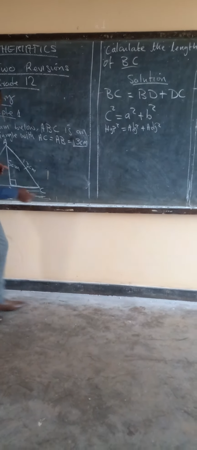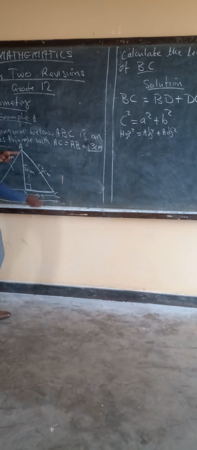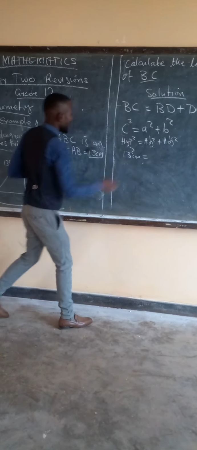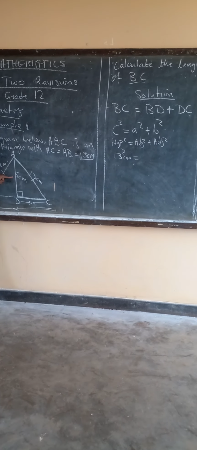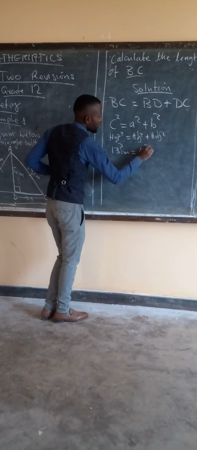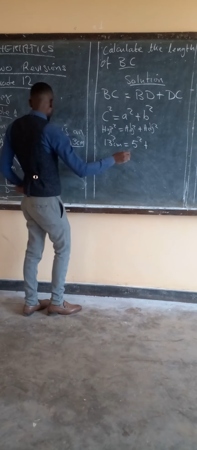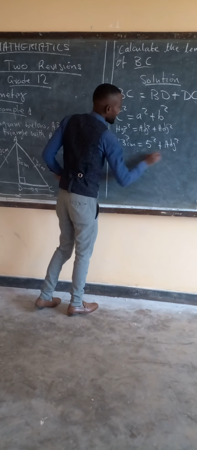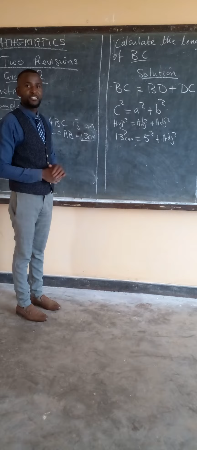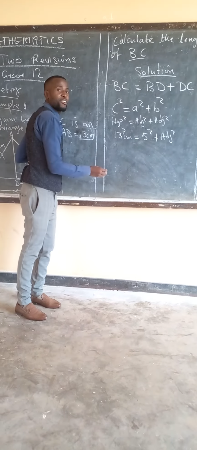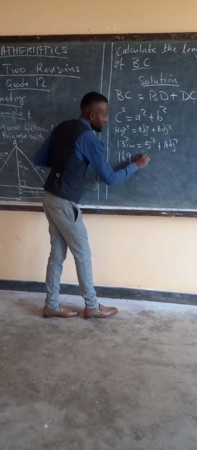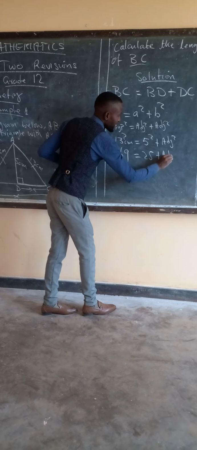So we just replace the figures. What is my hypotenuse? Hypotenuse is AC, which is 13 centimeter squared, equal to, what are my other two sides? I have 5 centimeter, which is my AD, but my DC I don't know. So it will be 5 squared plus the other part I don't know, which will just remain as adjacent squared. Therefore, what is 13 squared? 169. So 169 is equal to 25 plus adjacent squared.